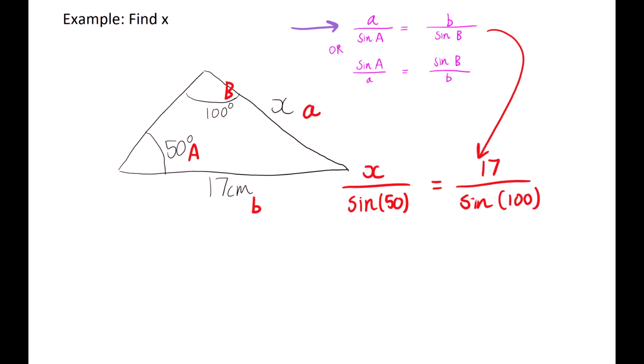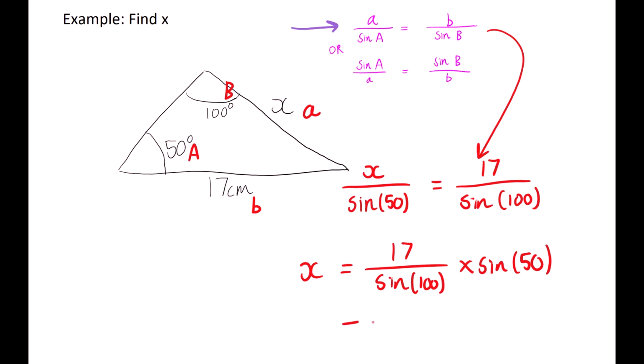Now we're going to solve this. You should recognise this format. We have x divided by something, the opposite of dividing by something is timesing by something. So if I want to work out x, I'm going to do 17 over sine 100, and I'm going to times that all by sine 50. And that you can just plug into your calculator. If you do that, you will get a final answer of 13.2 centimetres when rounding to three significant figures. So again, all these questions always round to three significant figures.